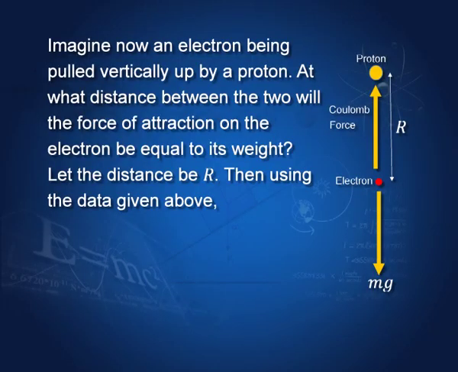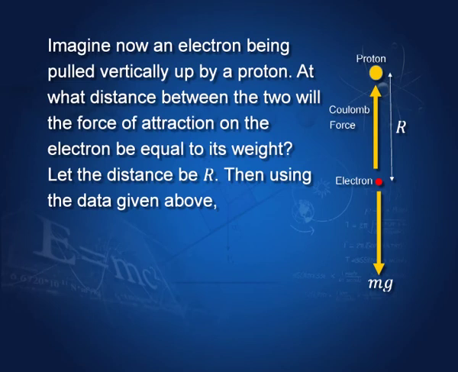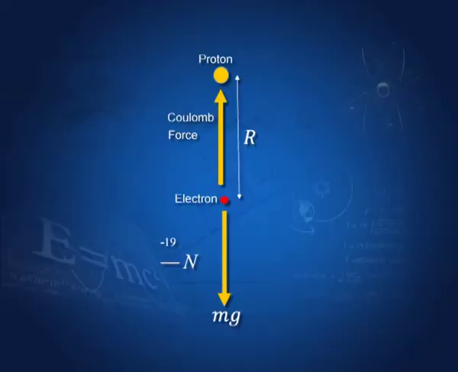Imagine now an electron being pulled vertically upward by a proton. You see, the proton attracts the electron, so it can pull it up in the vertical direction given in this diagram. At the same time, the electron is pulled towards the earth by a force mg. So, we have to find the distance r so that the two forces are equal, that is, the proton can hold the electron without it being attracted by the earth.